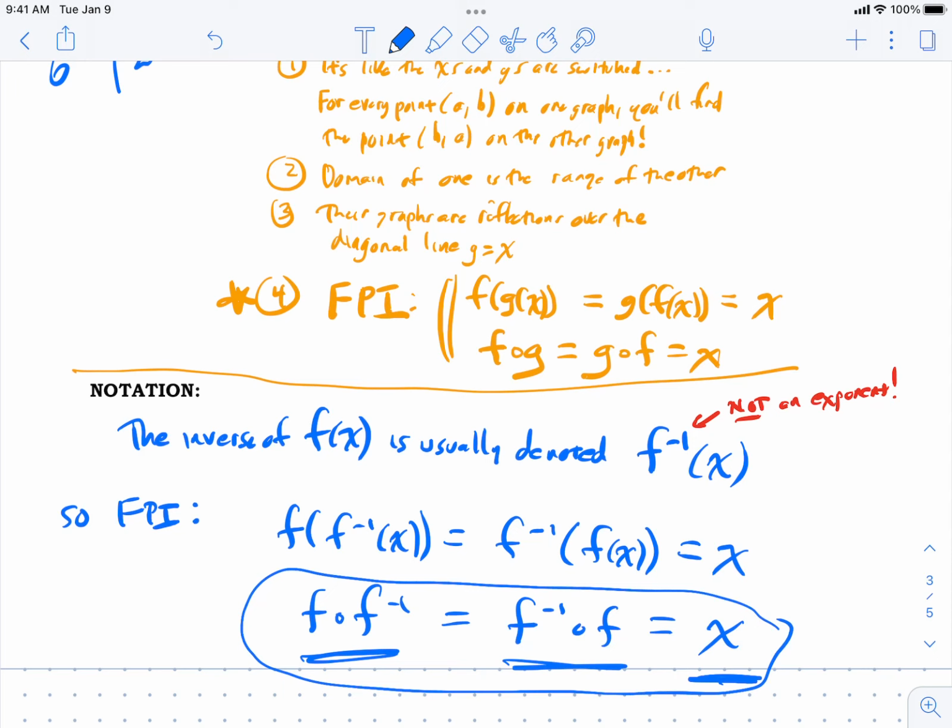Okay, we can stop there for today. Next time we're going to look at how you actually find an inverse, which is cool.